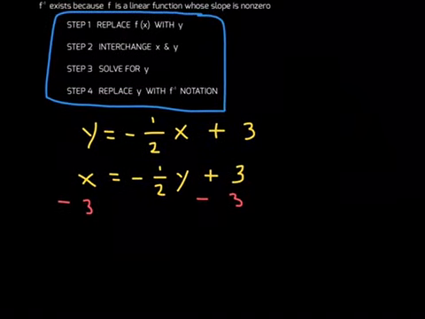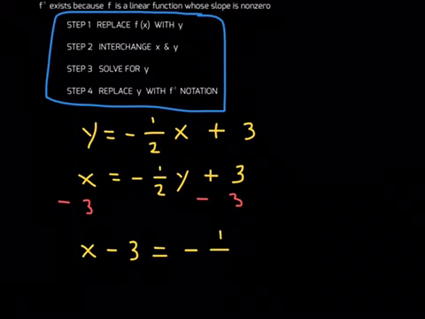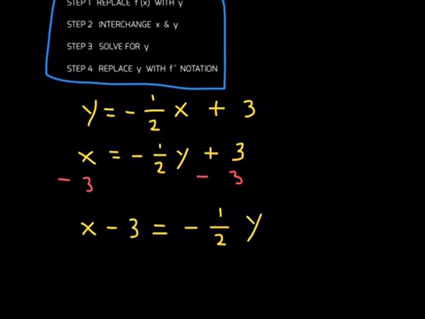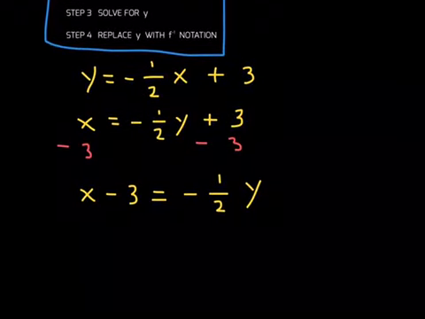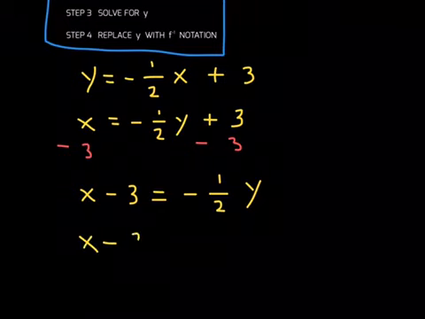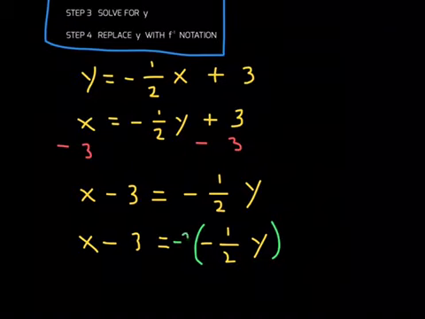Okay. That will give you x minus 3 is equal to negative 1/2 y. Cool. Now the last thing is, or actually we're not done solving for y, excuse me. So maybe what you want to do to both sides at this point is multiply both sides by negative 2. Okay, so multiply this side by negative 2 and multiply this side by negative 2.